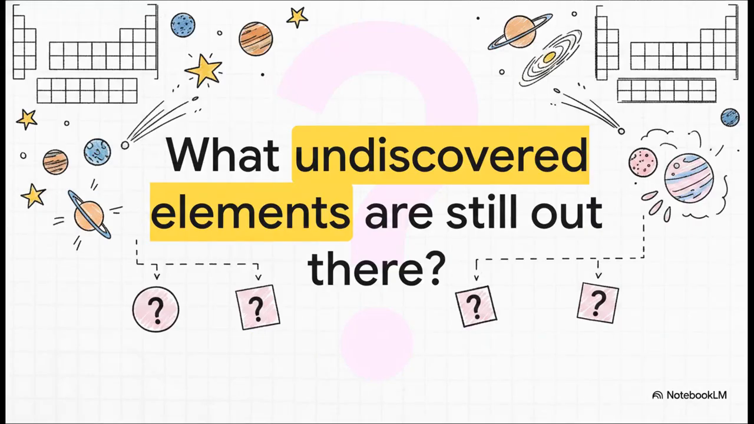But the map is never really quite finished. We currently sit at 118 elements, but the universe is vast. Based on all the incredible patterns we've decoded today, what undiscovered elements are still out there in the cosmos, just waiting to fit perfectly into the next blank space on the grid?